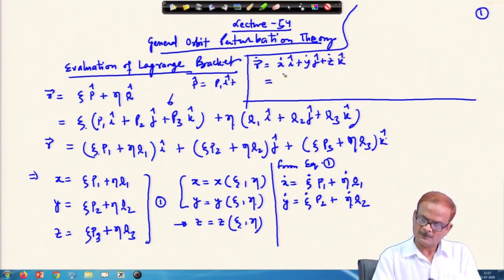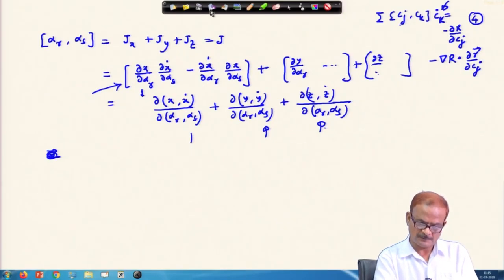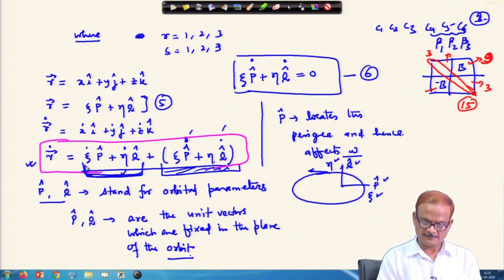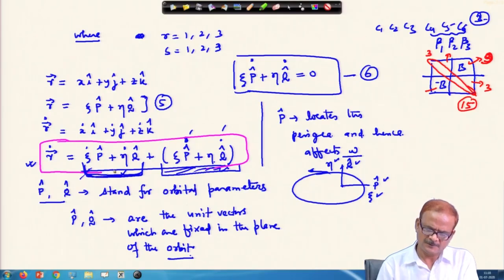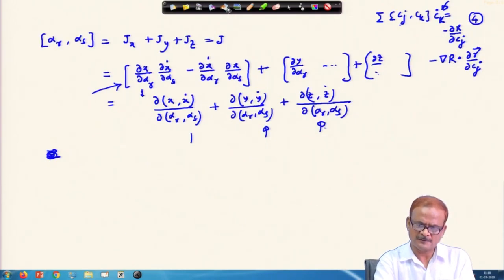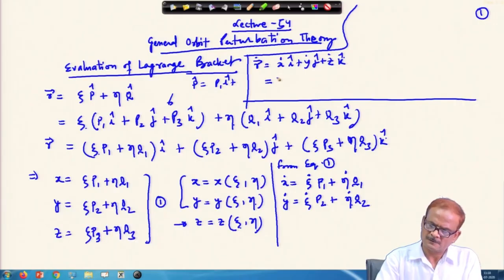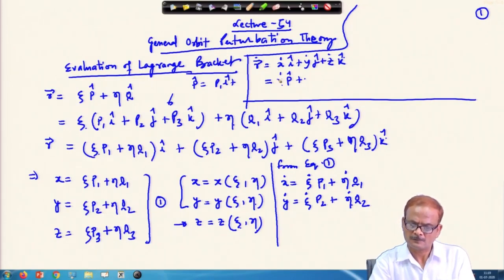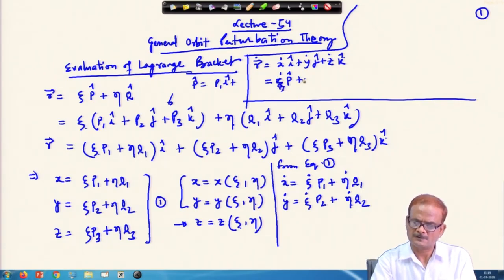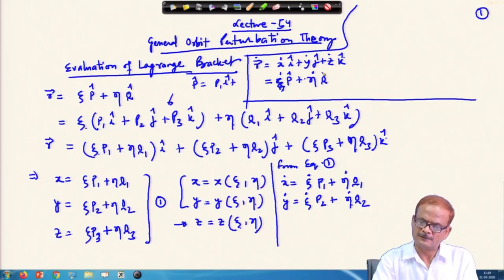And so, in that equation, if you look back, this particular part is only xi dot p cap. This is visible from this place, because this part is 0. Therefore, we are left with only xi dot p cap and eta dot q cap. So, r dot equal to xi dot p cap plus eta dot q cap.